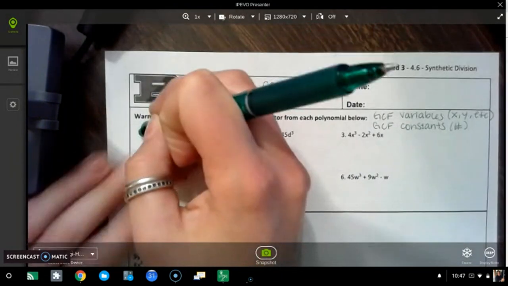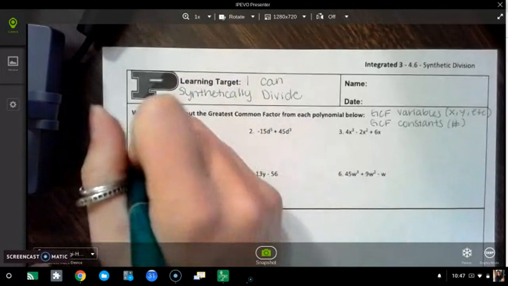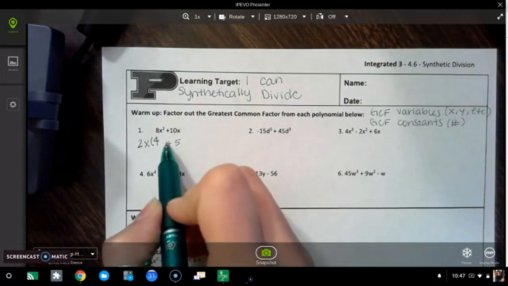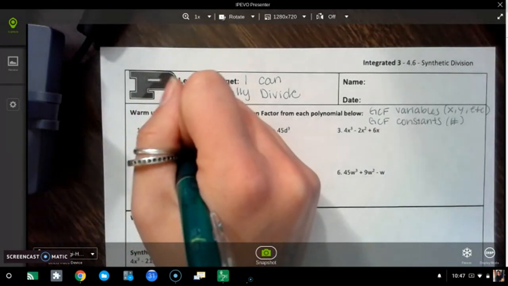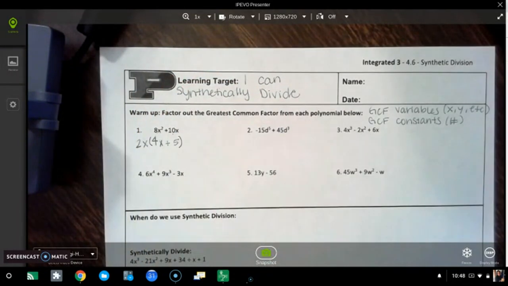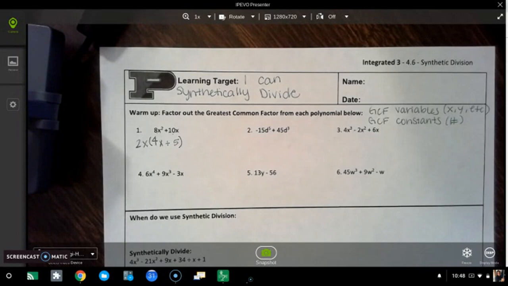So I didn't leave myself any room. So it would have been 2x. So then, remember we subtract our exponent, so 4x. And if I pull an x out of there, there's none left. So that's that first answer.